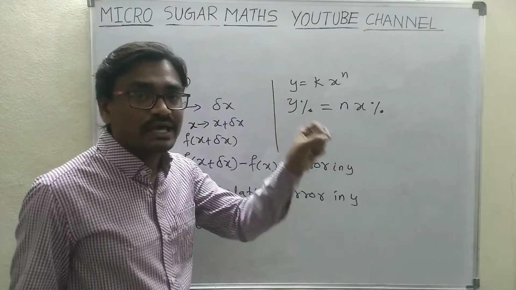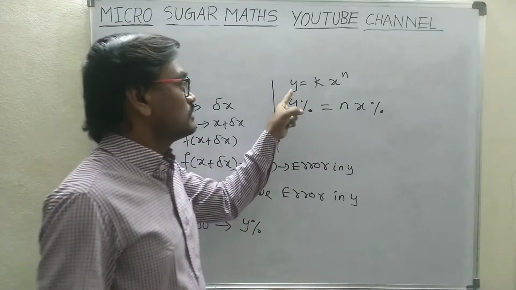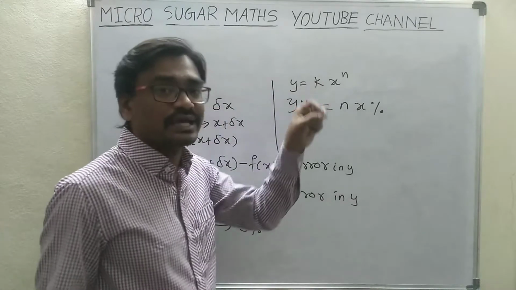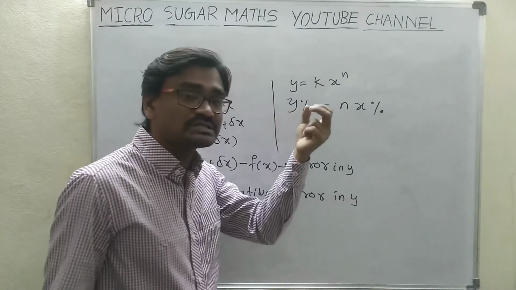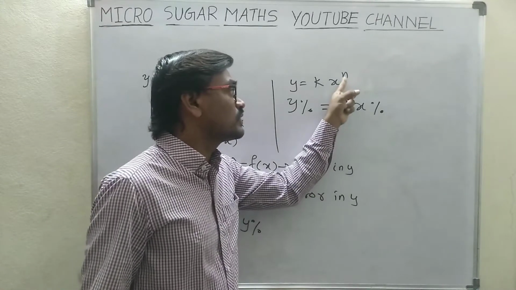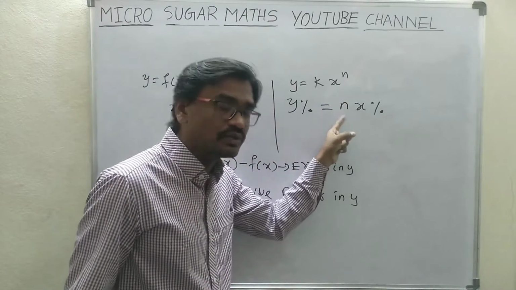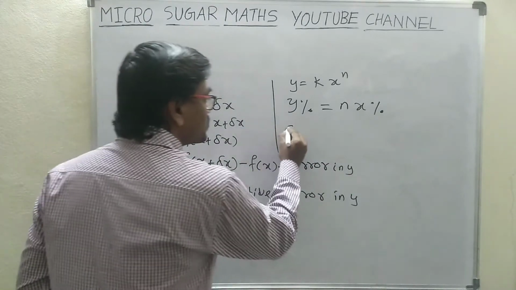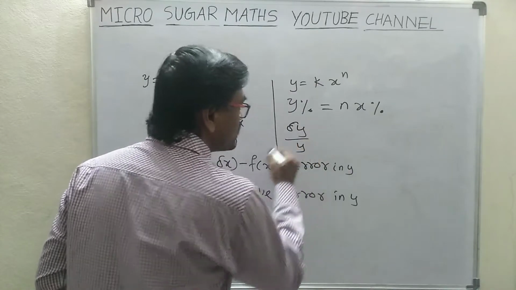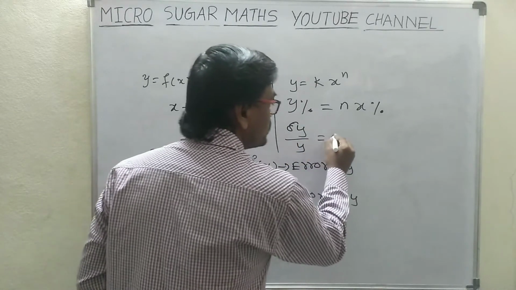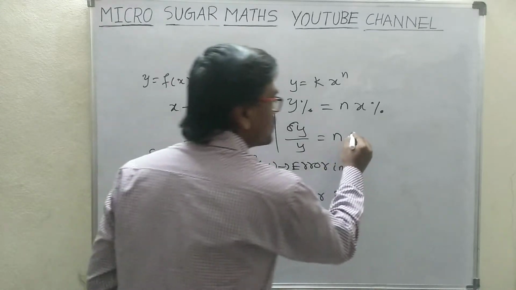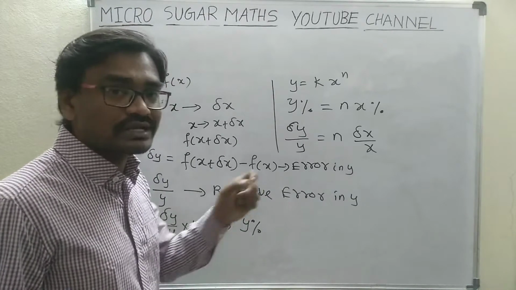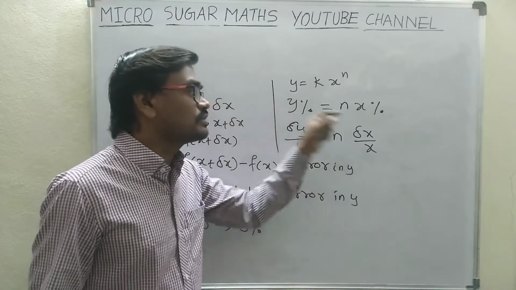When your y and x have this type of relation, y is equal to k into x power n, then our y percentage is equal to n into x percentage, the power n first written down. And also the relative error in y is equal to n times the relative error in x. Now let us see problems on this type of formulas.